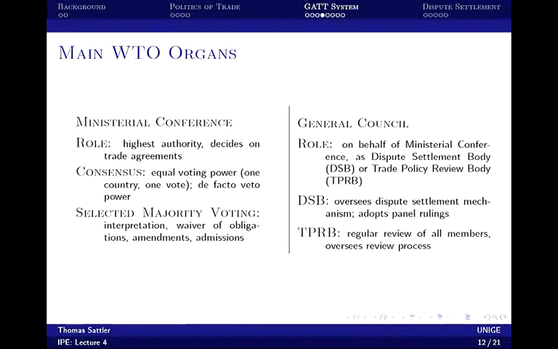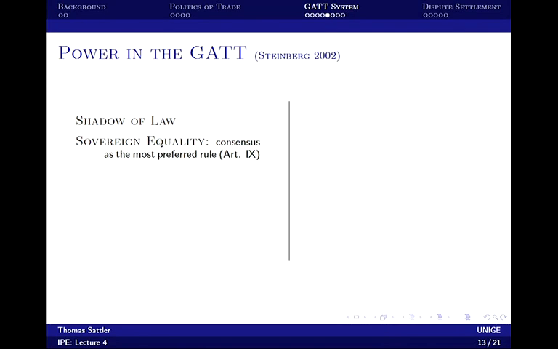So let's look at how this works. How does power enter the WTO? And that's what this paper by Steinberg from 2002 does. So he says there's bargaining in the shadow of law, which means everybody's being treated equal because we have this idea of sovereign equality, and it's specified in Article 9 of the GATT agreement. But we also have, as we're going to see, bargaining in the shadow of power. So power still matters.